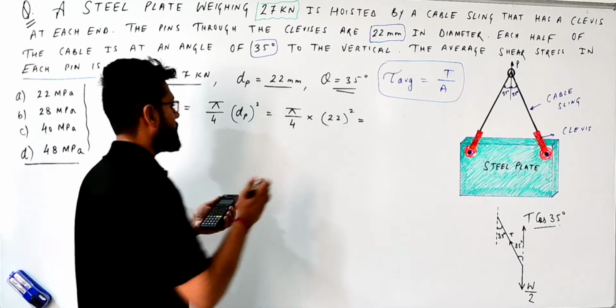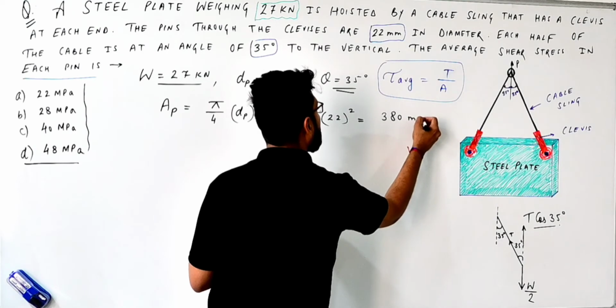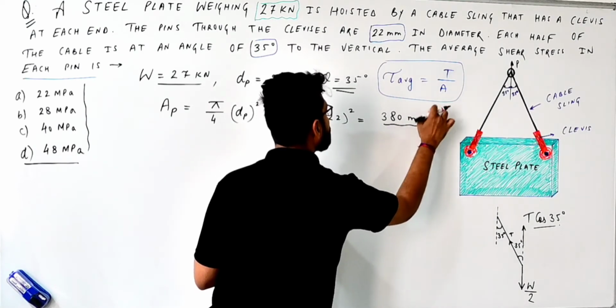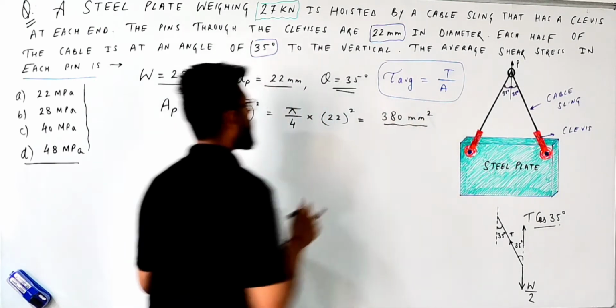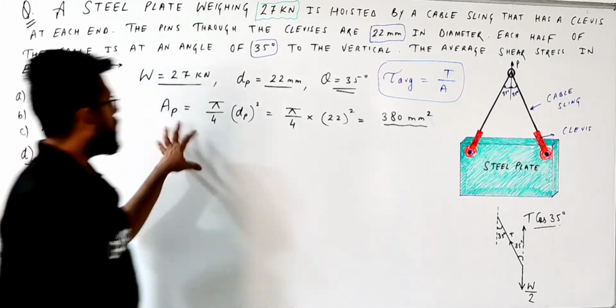So our area will be 380 mm square. Okay, this is our area of the pin.